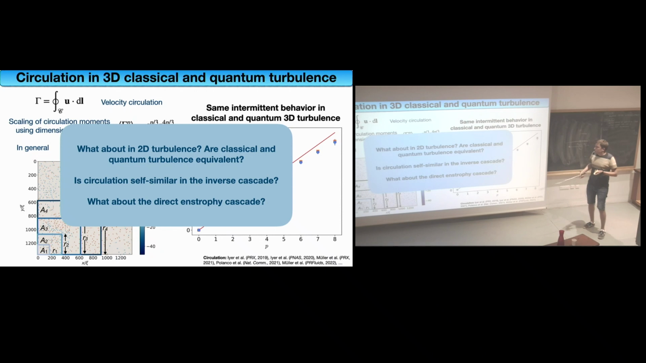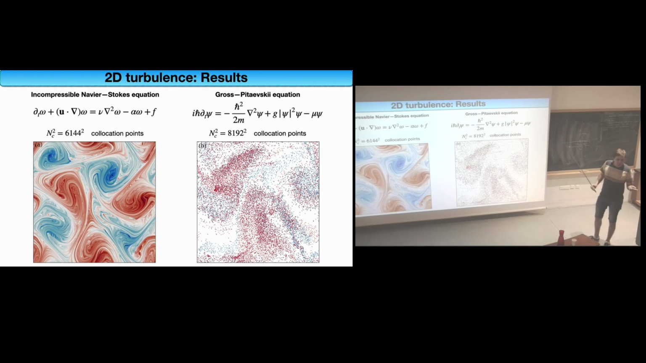So the idea now is to see whether in two-dimensional turbulence, classical and quantum turbulence are equivalent, what happens with the inverse cascade, and what happens with the enstrophy cascade. To do that, we perform numerical simulations of Navier-Stokes and Gross-Pitaevskii. For Navier-Stokes, we include a viscous dissipation term and an extra term given by alpha, that is a large-scale friction, and we use 6,000 squared grid points. And for the Gross-Pitaevskii, we use the standard Gross-Pitaevskii equation and 8,000 squared grid points.